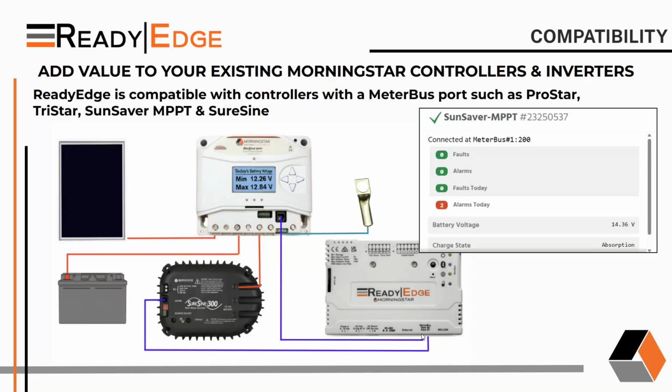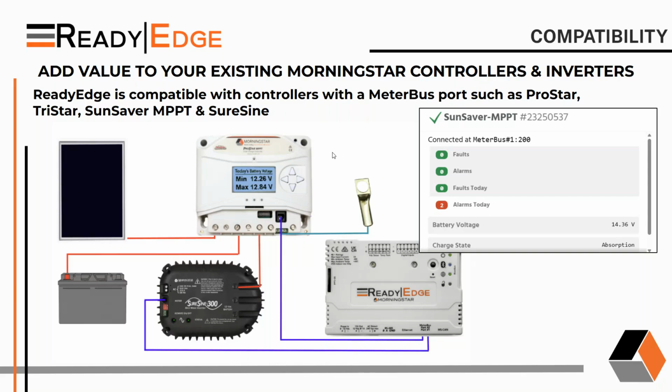It comes with two meter bus cables, which are just RJ11 cables. You plug them into the ProStar, you plug it into SureSign, you plug them both into the ReadyEdge. You don't have to do any configuration within the ReadyEdge. These products just are automatically found and added to the system. You can see that they are connected here on the screen, and I'll show you a much more detailed example of how this works. But right off the bat, you can see the basic information about the product, and then you can click on it to get even more information.